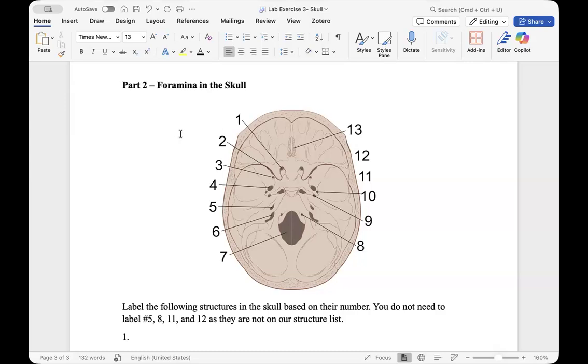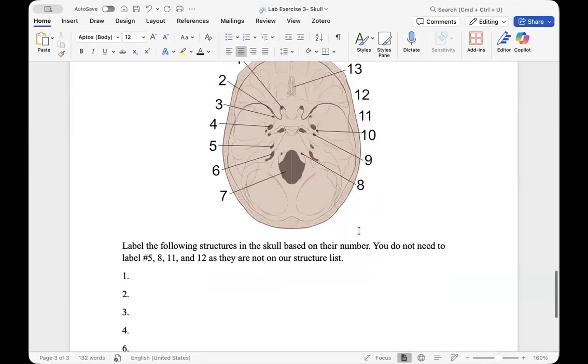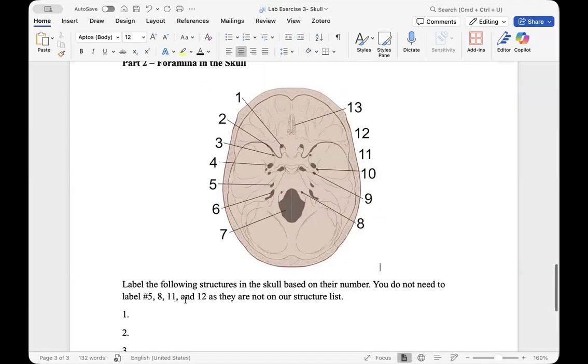But we're going to just start with this assignment by looking at the foramina, or the holes in these skull bones. Some of these from this picture that had pre-labels put on it, so 5, 8, 11, and 12, you don't actually need to know because it's not coming from your lab list. So don't worry about those. But we do have some that we can see.